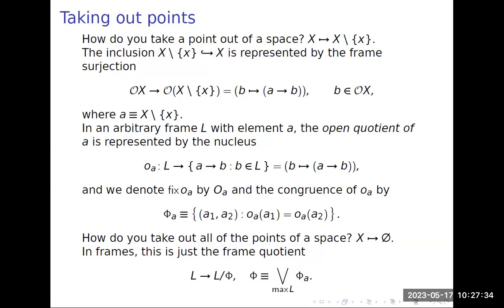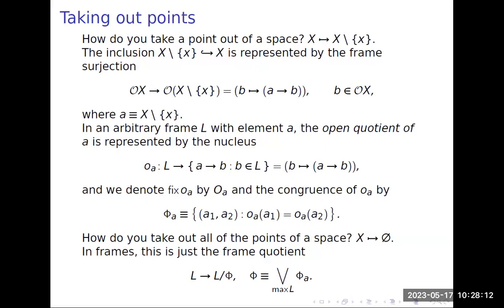But the idea here is the passage from the space to a proper subspace, namely the subspace that you get by plucking out the point. And that's represented by the continuous function which embeds the subspace into the space. Now, in frame terms, of course, the frame map goes in the opposite direction. And that frame map associates to each open set in the space the largest open set in the subspace which has the same meet with the point complement.